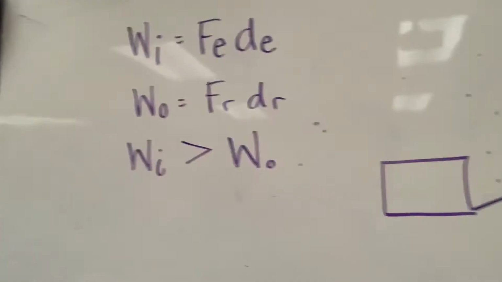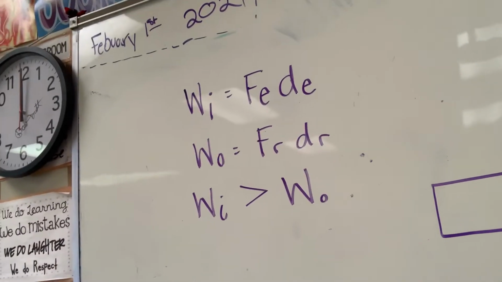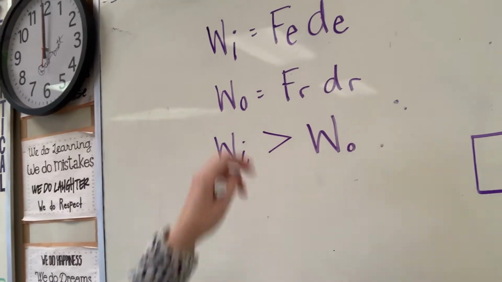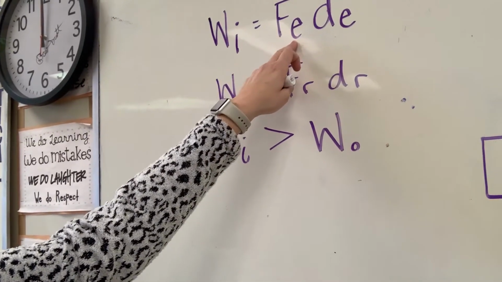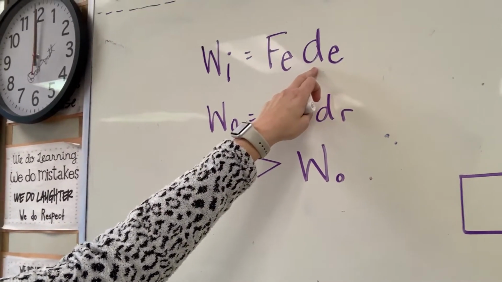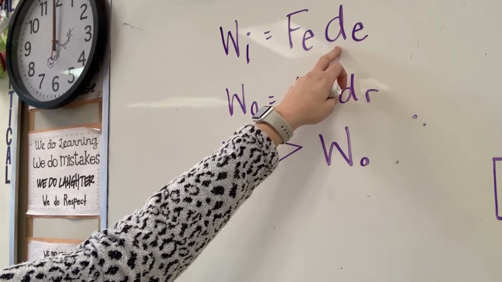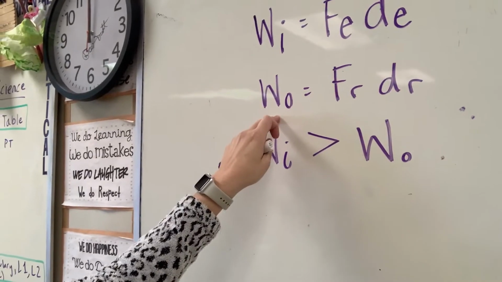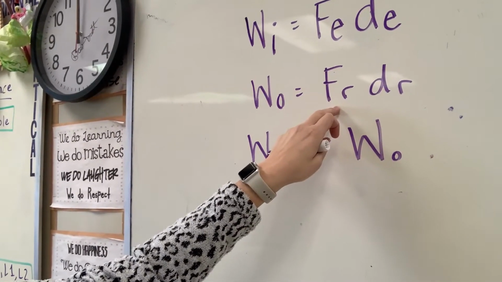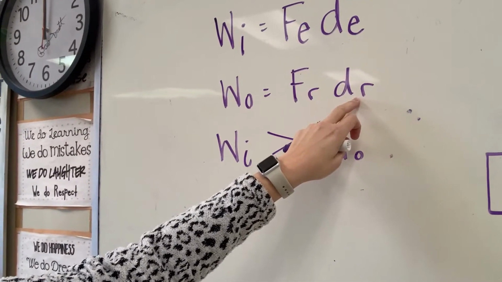Okay, at this point we know these three formulas. If you need to take a minute to write those in your note cards, you can. Input work is equal to effort force times effort displacement, the displacement of the effort force. Output work is equal to the resistance force times the distance that the resistance moves.